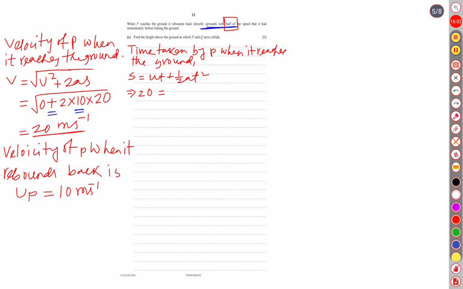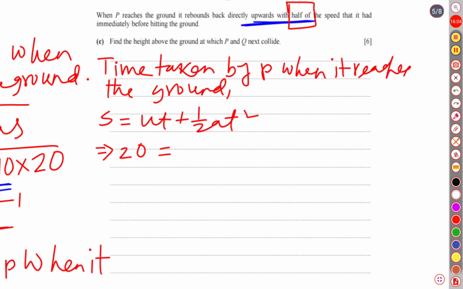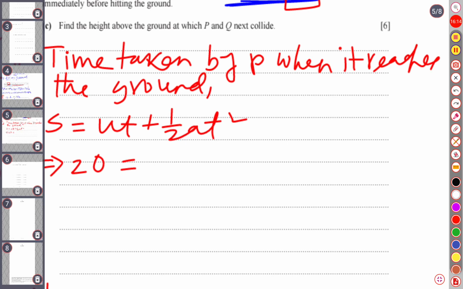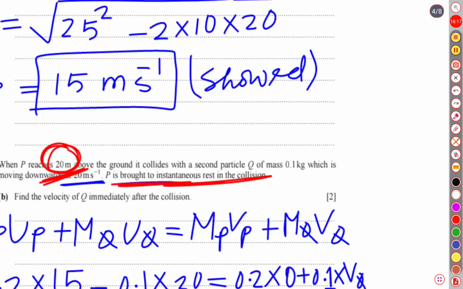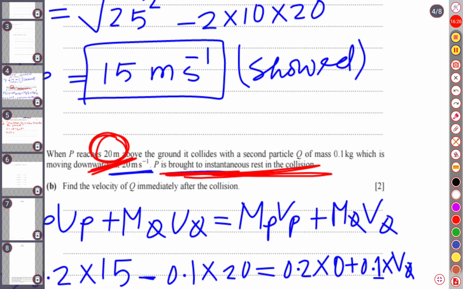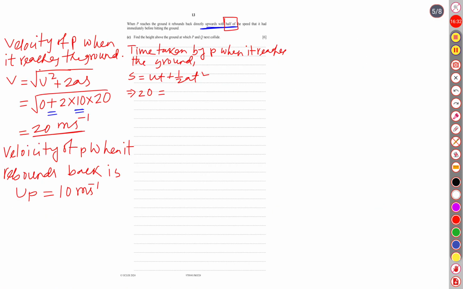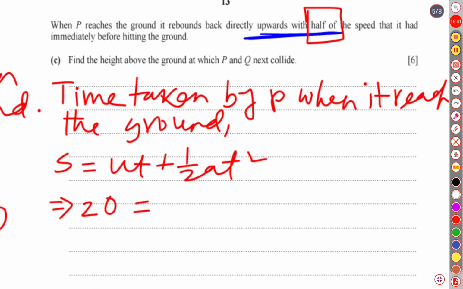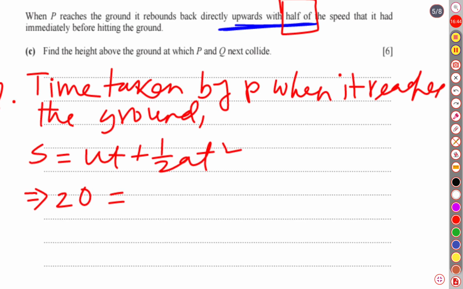If we write 20 over here, then ut, initial velocity: we have already decided that after the collision, P was brought to instantaneous rest. Let me show you again. When the first collision occurred, P was brought to instantaneous rest. That means the initial velocity of P while coming downward for the first time was 0, because it started from instantaneous rest. So the initial velocity while P was coming towards the ground was nothing but 0.